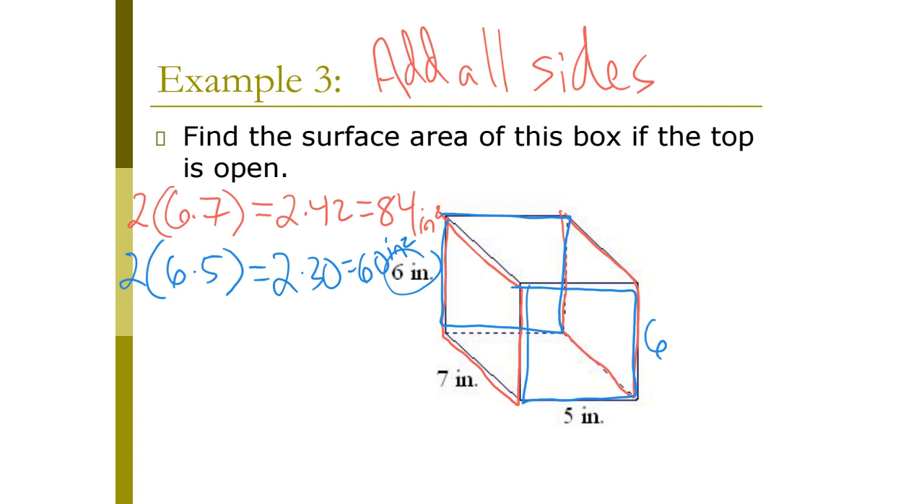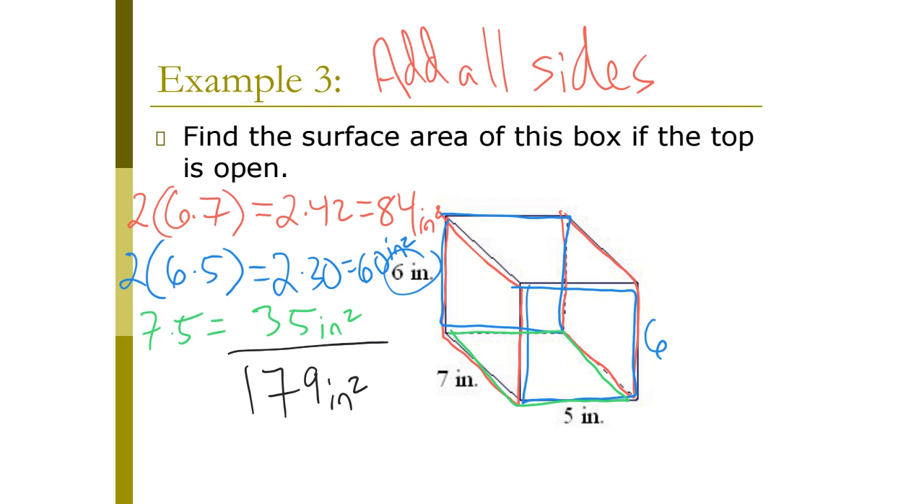And then lastly, we'll do green. This bottom one here. Well, its counterpart is the open top, so we're only going to have one of those, which is 7 times 5, which is 35 inches squared. Now, if we add all these up, I'm going to be careful because I don't want to make a mistake in a video because it's recorded forever. This total, after I add them all up, will be 179 inches squared. Not too bad on that one. I really think the first example was definitely the most time consuming and difficult out of all of these.